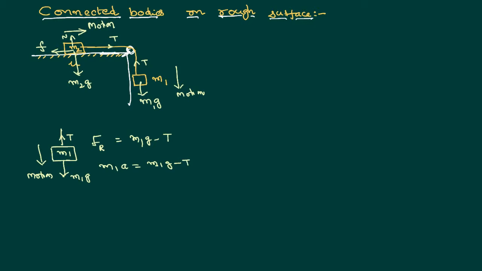Similarly, for the second body, we can draw the free body diagram like this. This is the second body, m2. The forces acting on it are tension from left to right and frictional force from right to left, and the body is moving from left to right. We need not consider the vertical forces because the body is not having any vertical motion. So I can write here F resultant as tension minus frictional force.